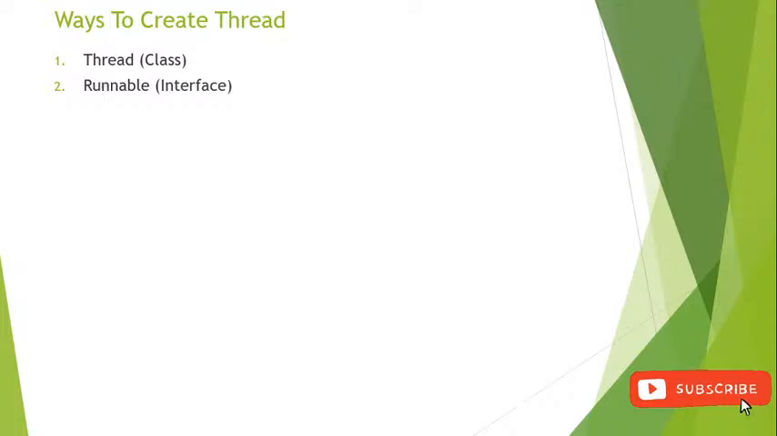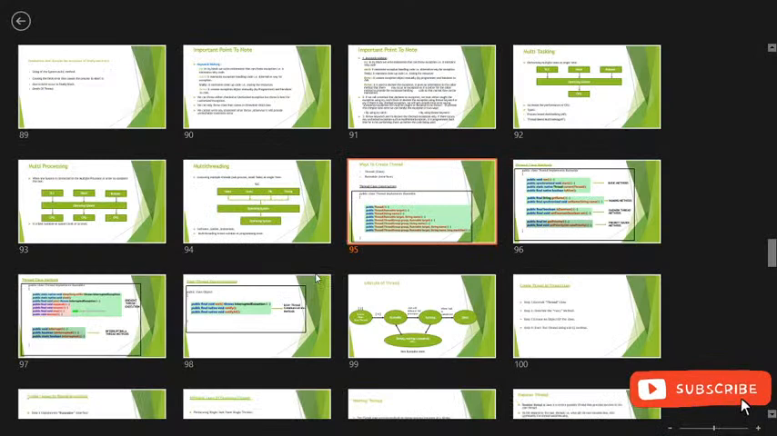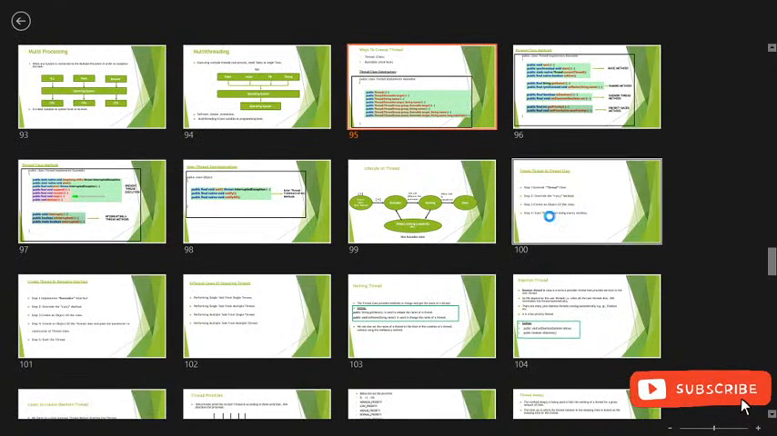Thread class is a predefined class already created by the Java people, and Runnable is a predefined interface already developed by the Java people. We just need to implement or extend that, we need to use that. Now we will try to create that. There are a few steps to create a thread, by Thread class and by Runnable interface. So now we will see step by step how we will create a thread.